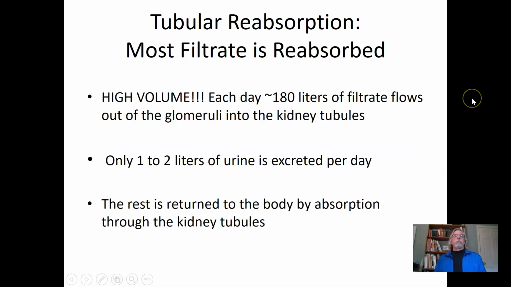So generally what's happening in tubular reabsorption is it's an extremely high volume process. You form about 180 liters of filtrate per day in the glomeruli of both of your kidneys, and 179 of that is reclaimed by tubular reabsorption. So like the process of glomerular filtration, it's an extremely high volume process.